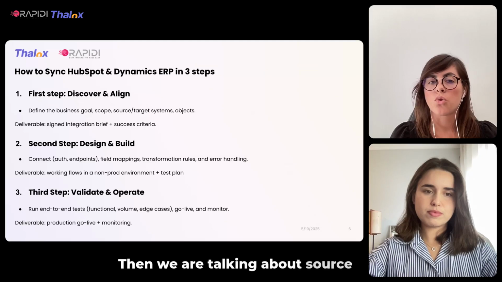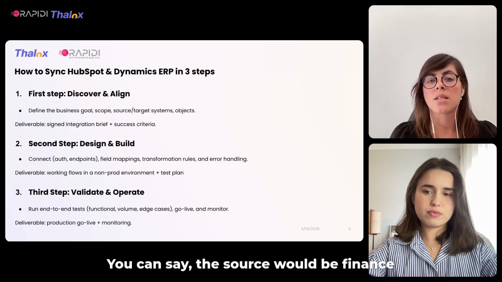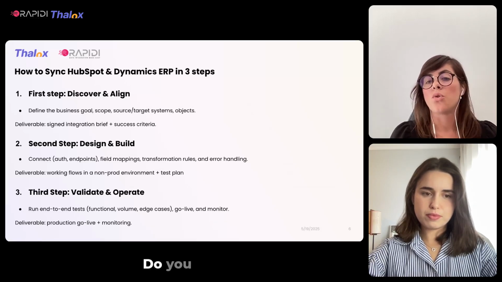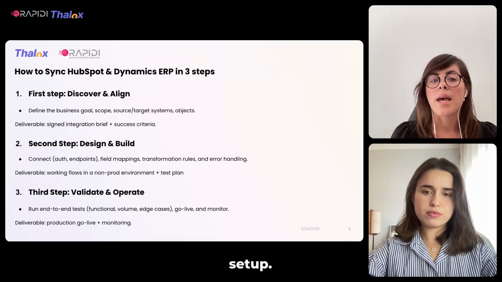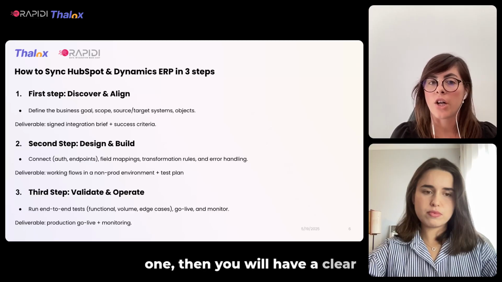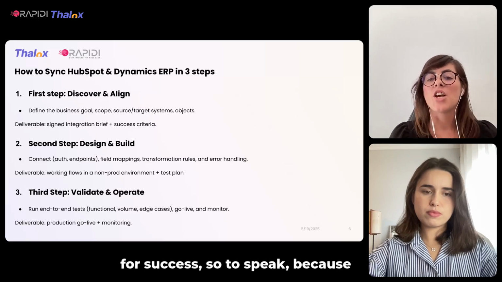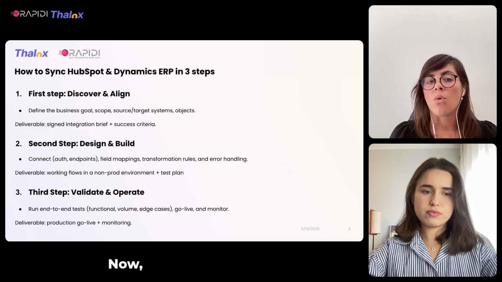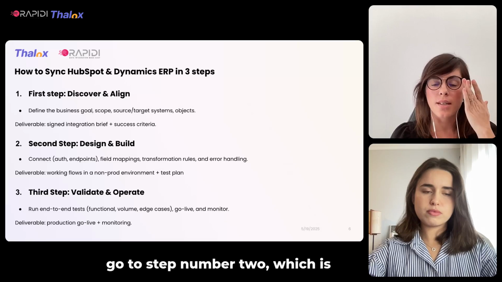Then we are talking about source and target systems. You can say, okay, the source would be finance and the target would be HubSpot. And then the objects that you want to include. Do you have standard objects? Are you using custom ones? So everything that has to do with your setup. And after you are done with step number 1, then you will have a clear integration brief, and you are set for success, so to speak, because you know exactly what needs to happen on this integration.